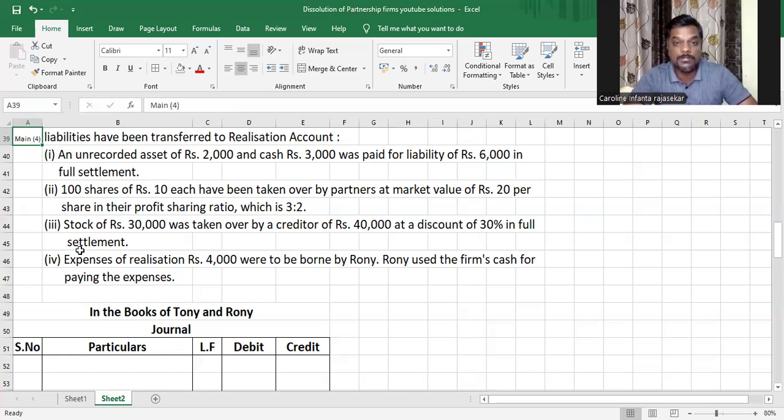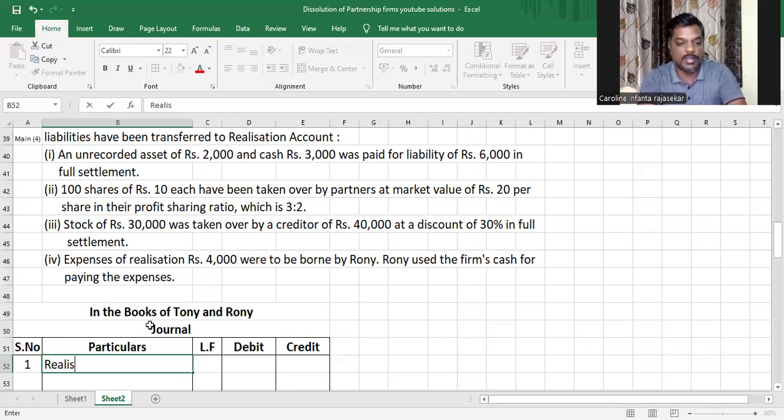Am I right or not, my dear children? The unrecorded asset was not given in full settlement of 6,000. We gave unrecorded asset. On top of that, we also gave 3,000 rupees cash. Whenever cash goes out of the business, or whenever money goes out of the business, bank account will be credited because money is going out of the business, obviously. And whenever we settle a liability, realization account will be debited. So the journal entry here for the first one would be realization account debit to bank. Very simple, my dear children. Money is going out of the business, therefore bank account is credited. And if a liability is settled, realization account will be debited.